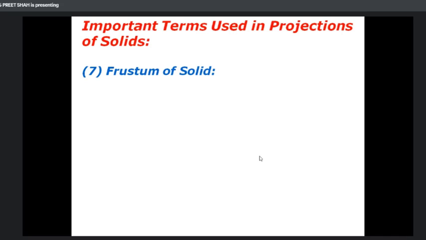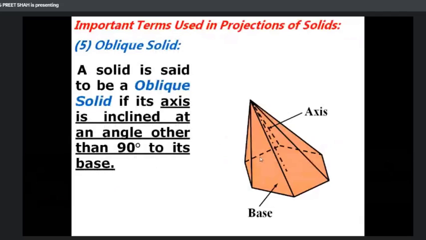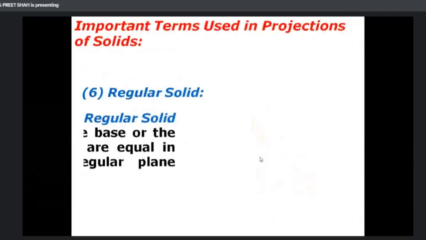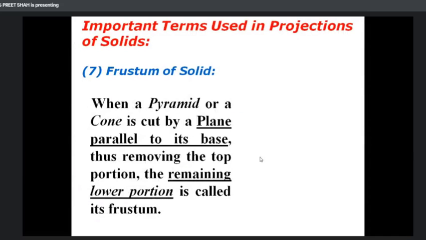Okay, so these are just plain figures, we just define them. Most of the time we have discussed right solids. You can use, for example, a cap. Sometimes the axis of the cap is not perpendicular to the base, so that is called an oblique solid.